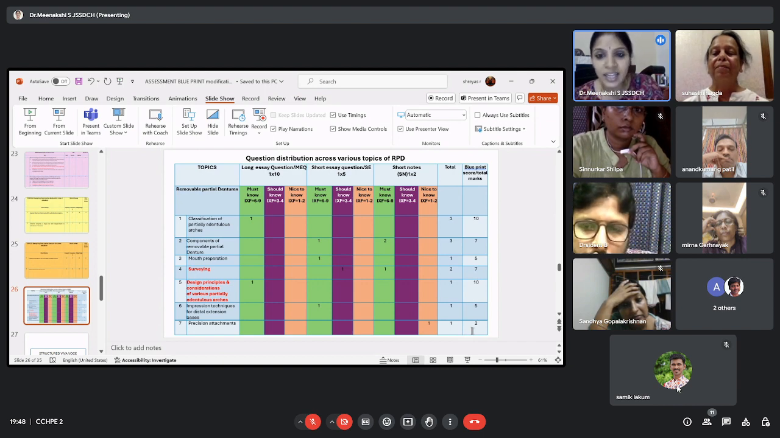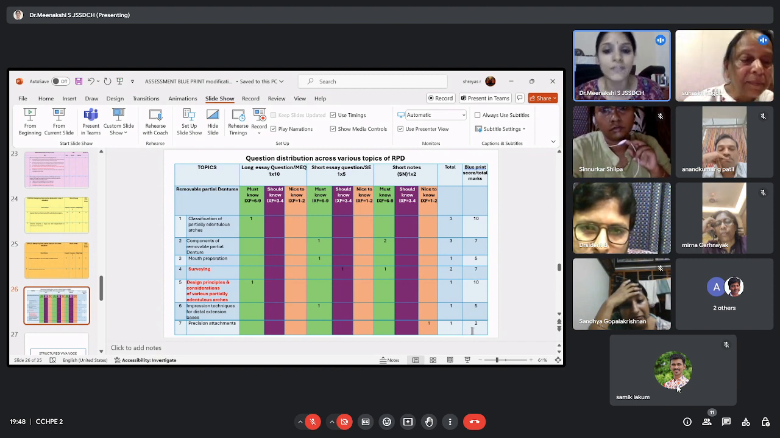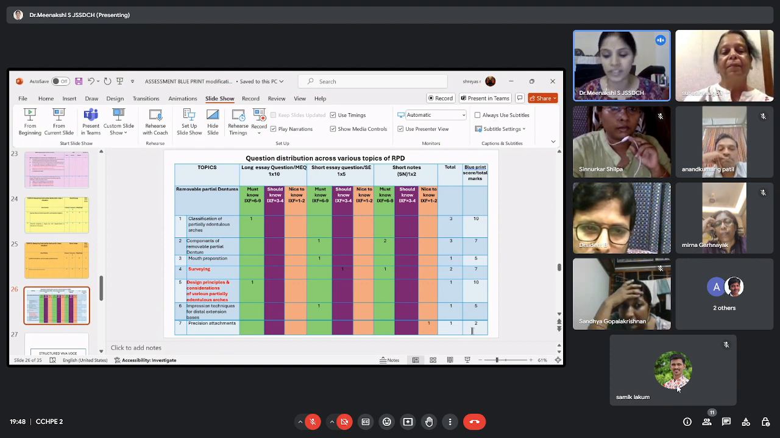marks. So these are the question distribution across the topics, how the questions are set, and what marks are to be allotted for each topic. So this forms the exact blueprint for removable partial denture. Is this okay, ma'am?